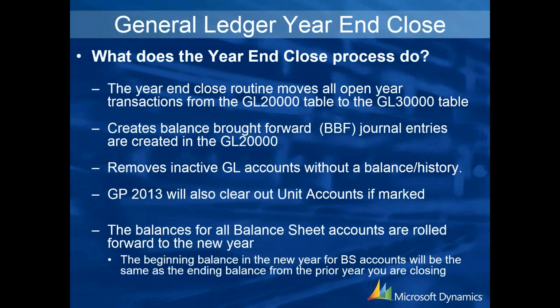And GP 2013 will also allow you the capability to clear out unit accounts, the statistical accounts, if appropriately marked. The balances for all balance sheets are rolled forward to the new year. So if you're not sure why, when you print a January 2015 financial report, your balance sheets are not rolled forward, you have to do the year-end close. The beginning balance in the new year for the balance sheet accounts will be the same as the ending balance from the prior year you are closing.